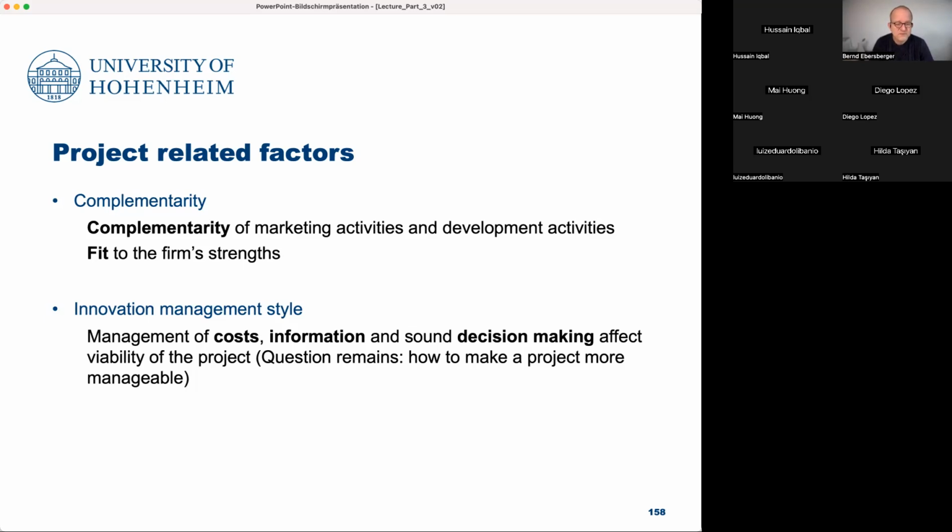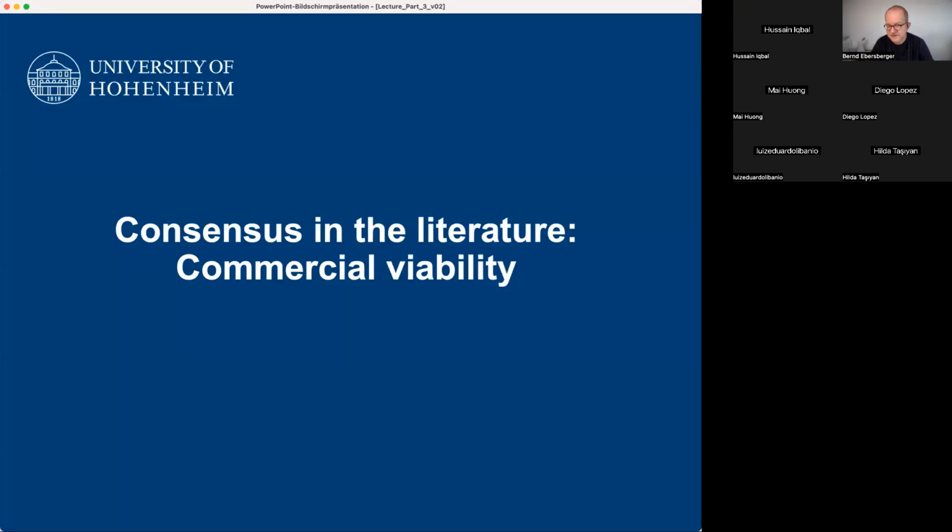And of course, you need an elaborate innovation management style. Here, the literature says innovation management is crucial to manage the costs, manage the innovation, have a sound system for making decisions, etc. It is very important. This is what the literature says for technological viability.